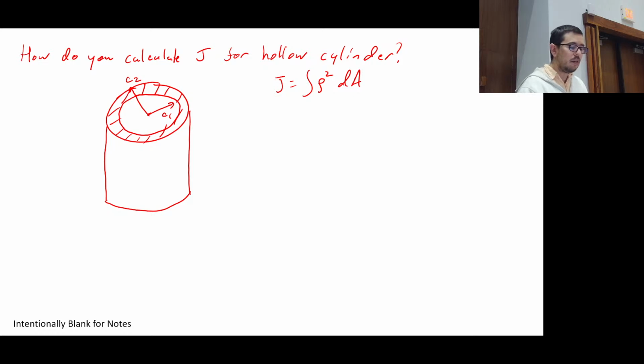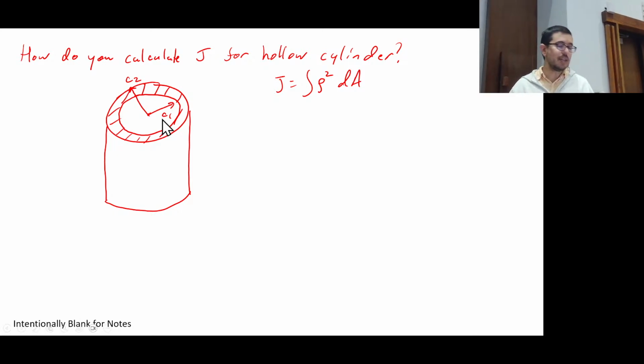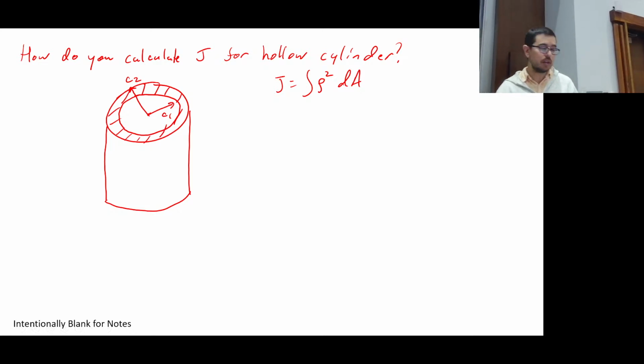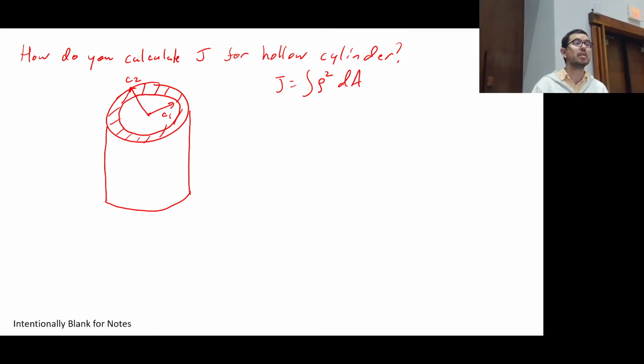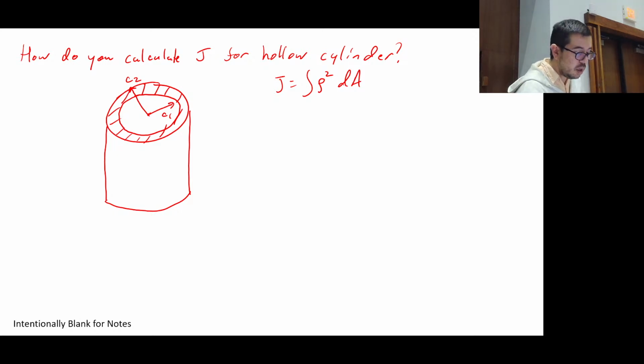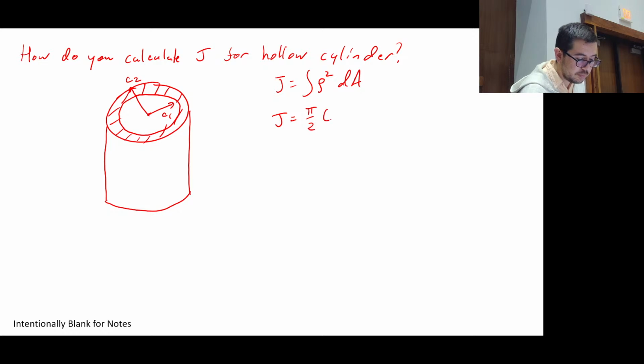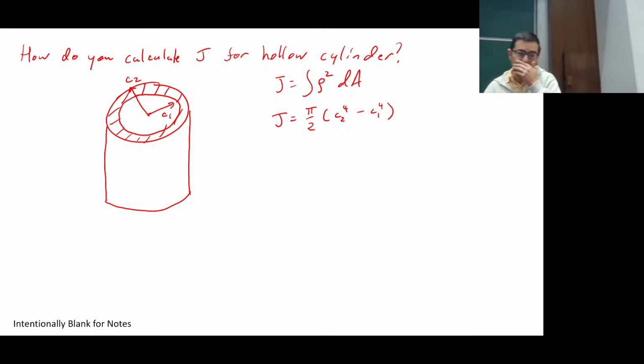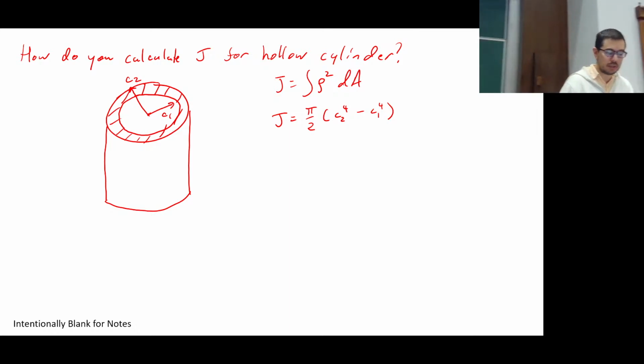And when you do this out, there's no material in here, or there could be a different material inside, which could be fun. But you have this idea that they're going to add. The spring constants add when they're in parallel, because these two things are in parallel with each other. Jonathan was saying that when you solve this integral out, you get pi over 2, we'll call it C2 to the 4th minus C1 to the 4th. And that's how you handle the hollow cylinders.